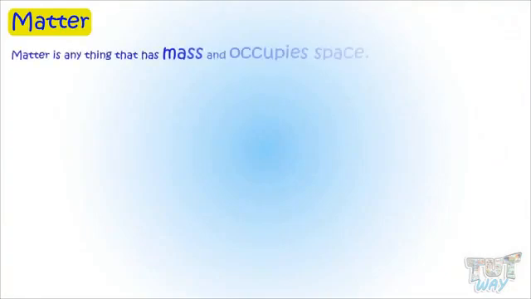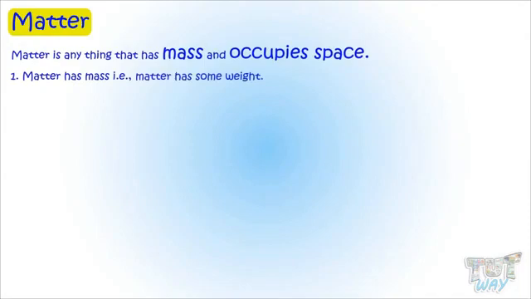Definition of matter is anything that has mass and occupies space. Now let's understand this definition. First point is matter has mass. It means matter has some weight. Second point is it occupies space. It means matter needs space.